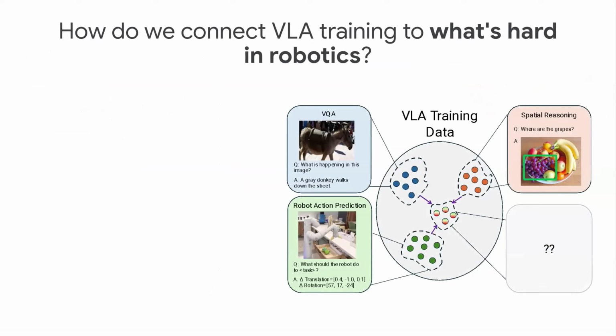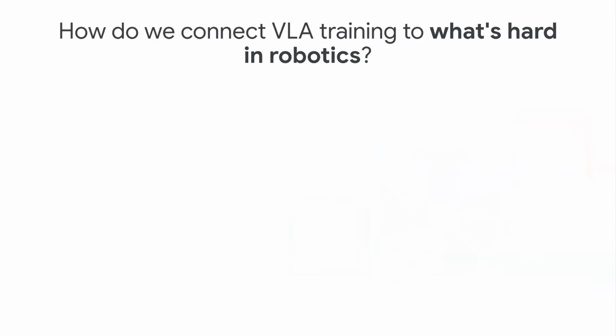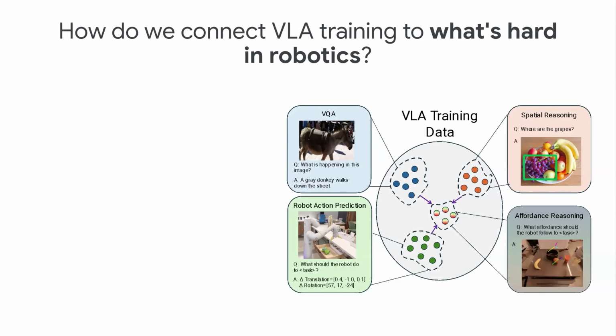If you zoomed out and thought about the data manifold, of where these data distributions lie relative to each other, I think they're actually quite different, right? And what we need is to bridge these very different distributions with some kind of shared, intermediate representation. And what we propose in this work is to use affordances as that.